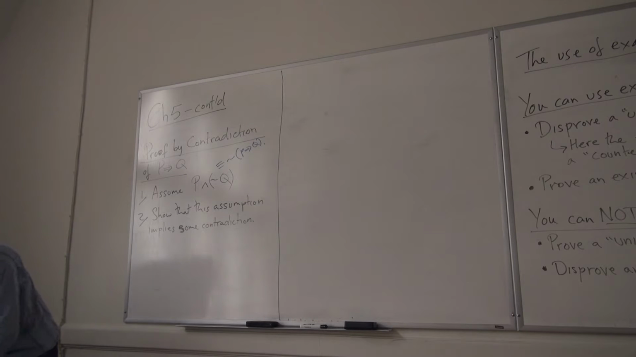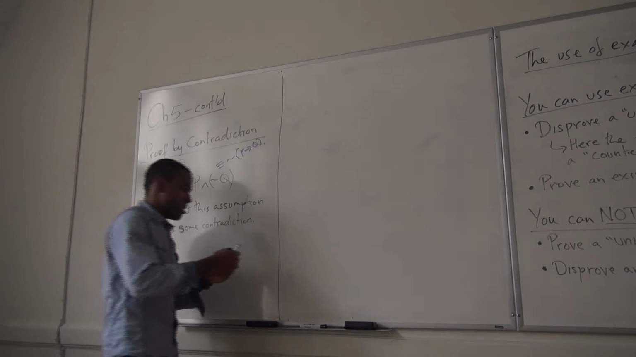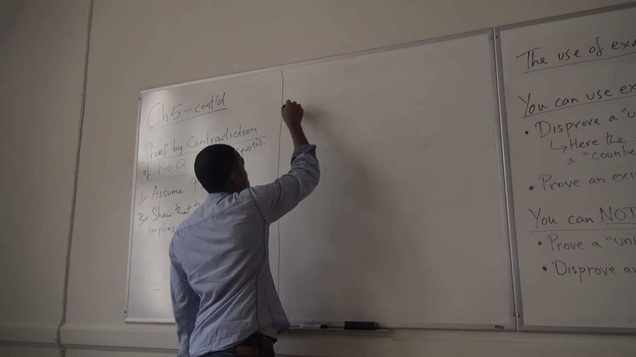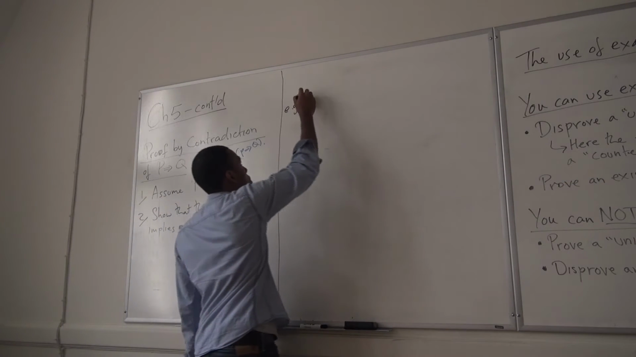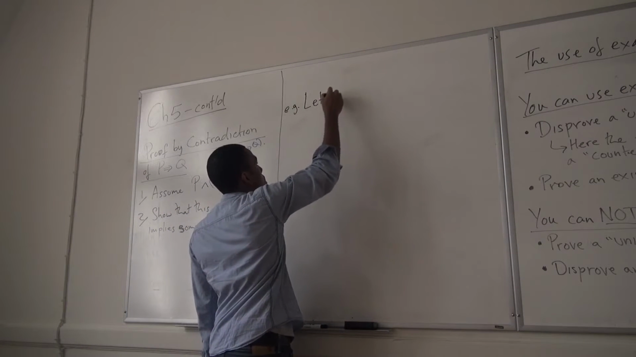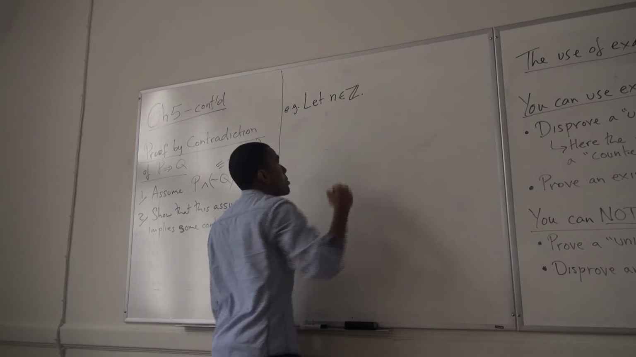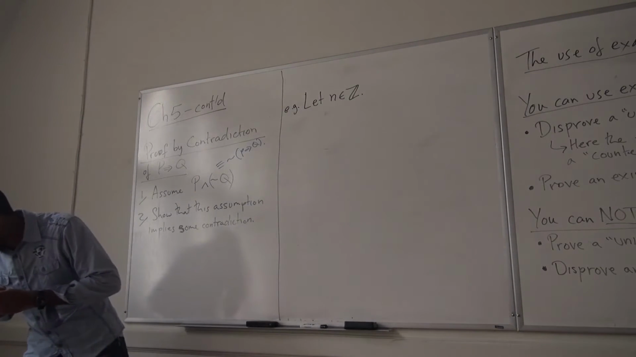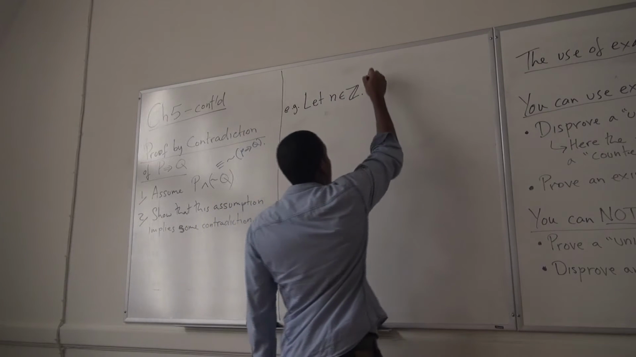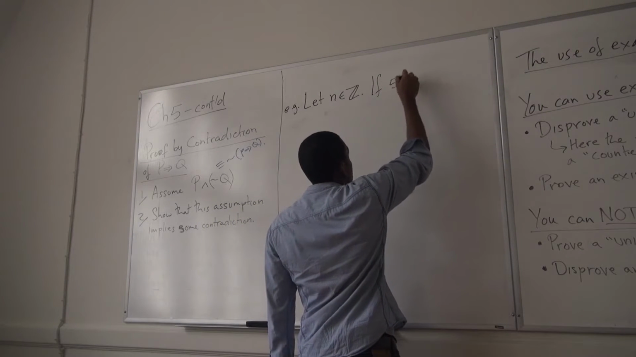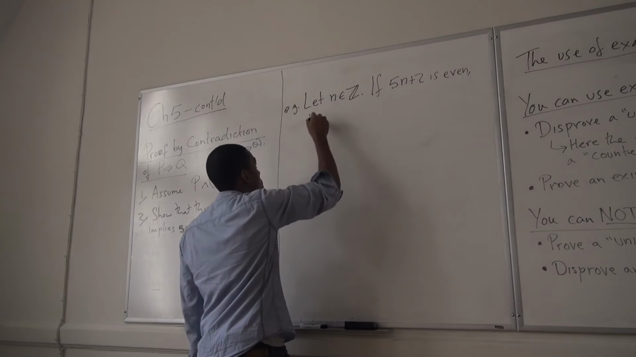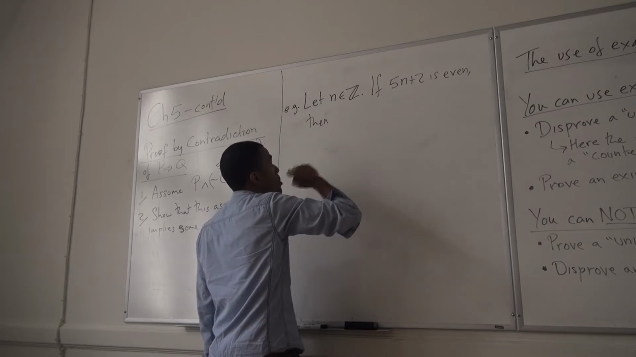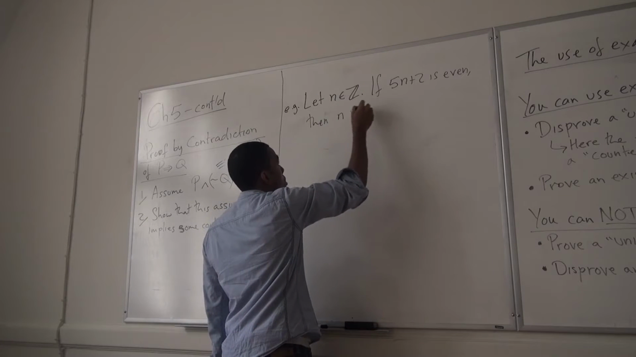So let's actually do some examples. It's a sort of silly one to use contradiction on, but I just want you guys to see a comparison. If 5n plus 2 is even, then n is even.